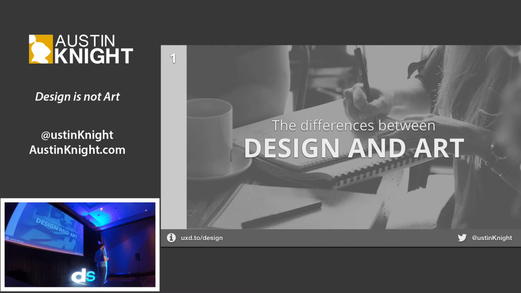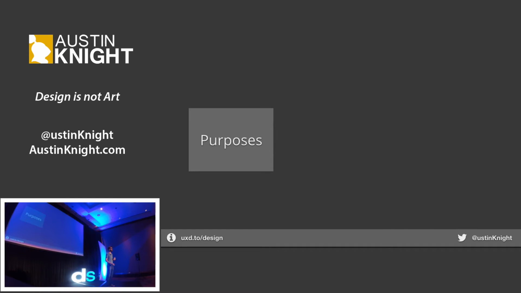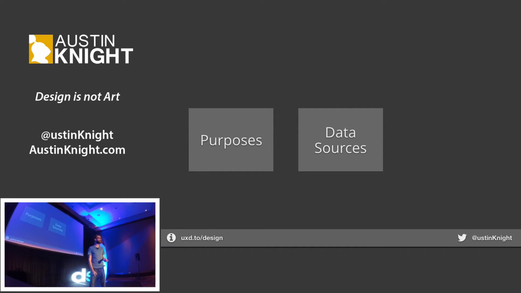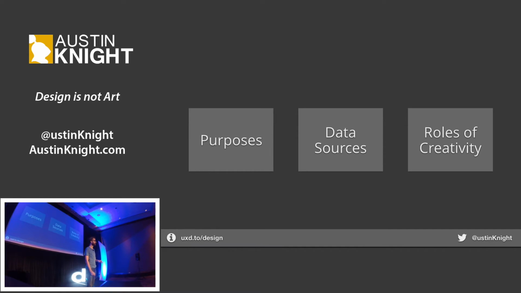There are three core areas where design and art diverge from each other. The first of which is the purposes that design and art serve. The second is the data sources through which they are informed or inspired. And the third is the role that creativity plays in the design or art-making process.